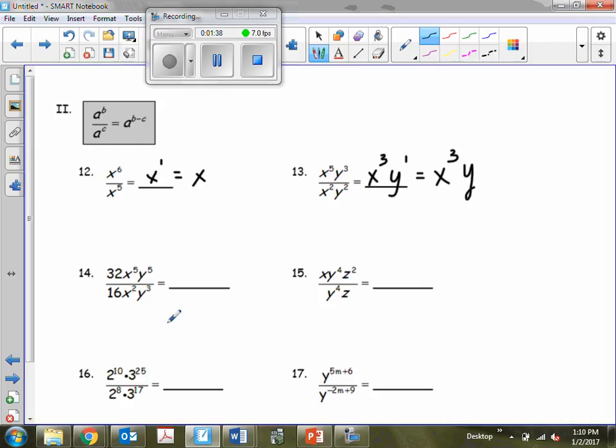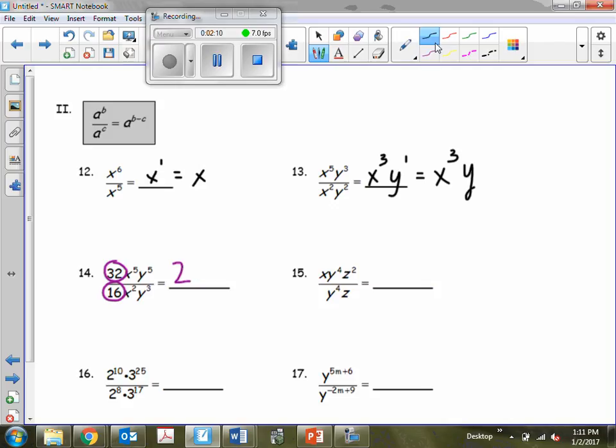Now if I take a look at number 14, we see that we have coefficients out front here. I have this 32 and this 16. Well, coefficients are not bases. Coefficients are just coefficients. So we do exactly what we would normally do, and in this instance, we would divide them. So we would do 32 divided by 16. If we take 32 and divide it by 16, we would get 2.